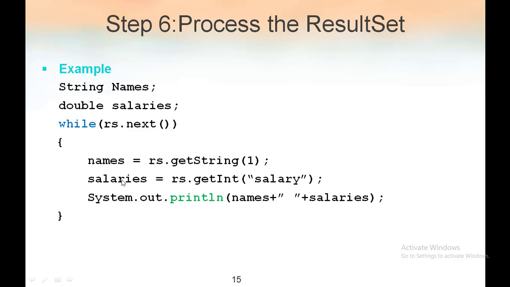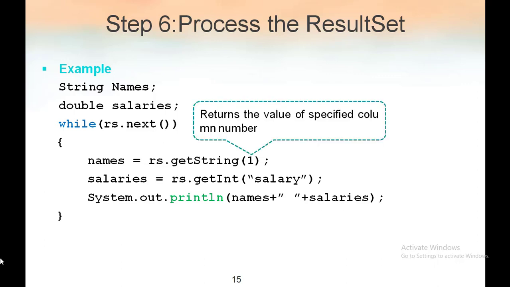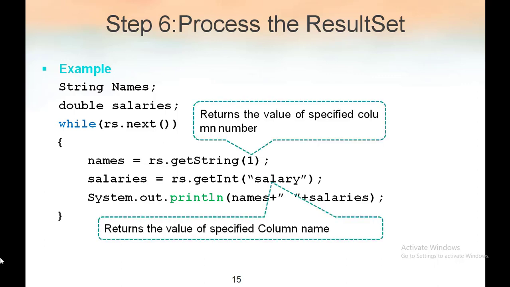Next is double salaries is equal to result set object dot getInt salary. Here we are passing the column name. So from the salary column we are getting the value and storing it in the salary variable. Next we are printing the names and salaries. System.out.println names and salary. One returns the value of the specified column number and salary returns the value of the specified column name.